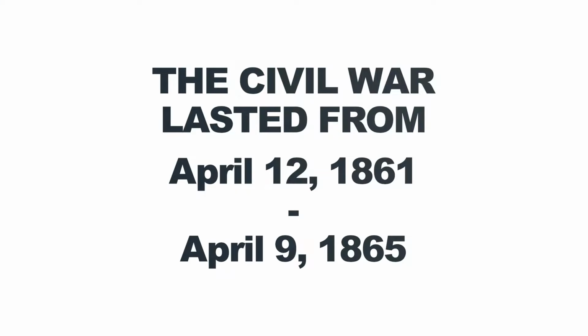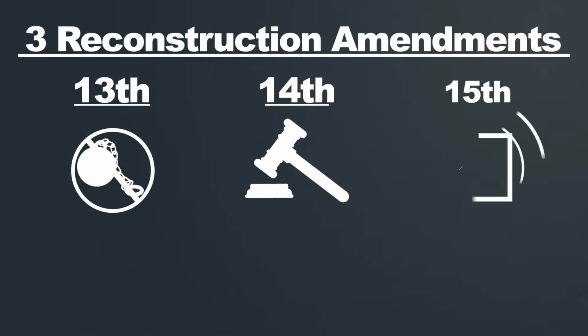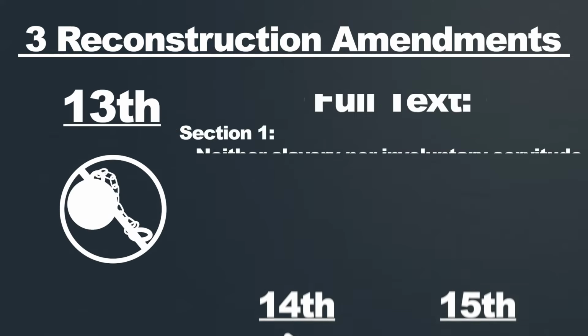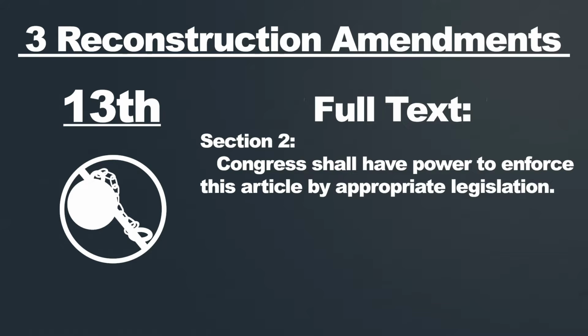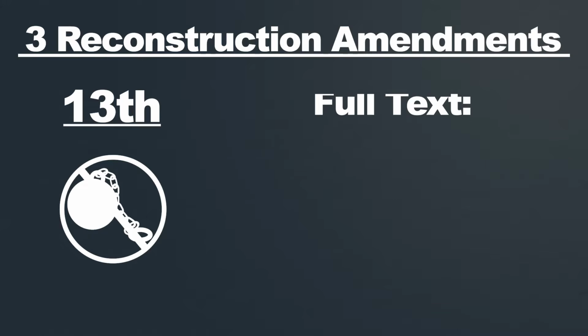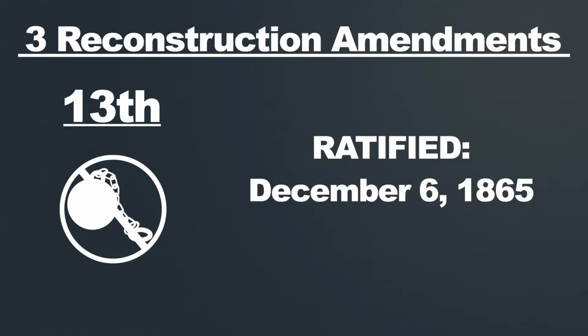The Reconstruction Amendments were 3 amendments that were a result of the Civil War meant to end slavery, provide equal rights, and voting rights to African Americans. The 13th Amendment bans slavery with the exception if someone is convicted of a crime. It was proposed by Congress after fears that the Emancipation Proclamation would not be enough. The 13th Amendment was ratified on December 6, 1865.